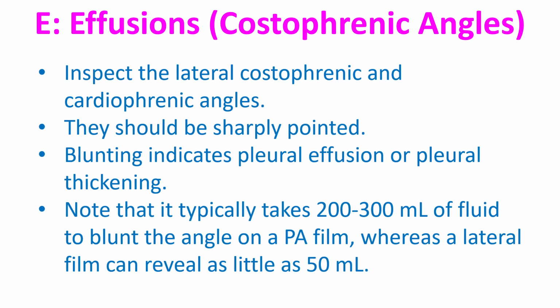Inspect the lateral costophrenic and cardiophrenic angles. They should be sharply pointed. Blunting indicates pleural effusion or pleural thickening. Note that it typically takes 200 to 300 ml of fluid to blunt the angle on a PA film, whereas a lateral film can reveal as little as 50 ml.